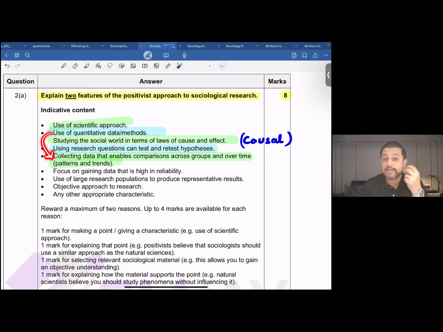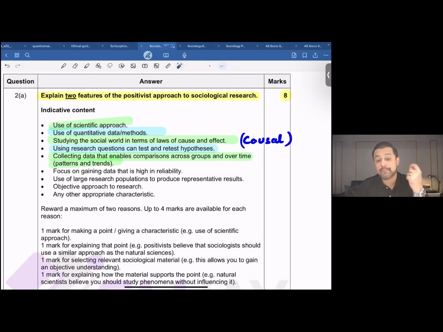So numerical data, quantitative data, always makes it easier for you to make comparisons, right? So collecting data that enables comparisons across different social groups. Let's just say students studying sociology in one particular college compared to students studying sociology at another particular college, right? Now, this is just one example, and there could be many others.